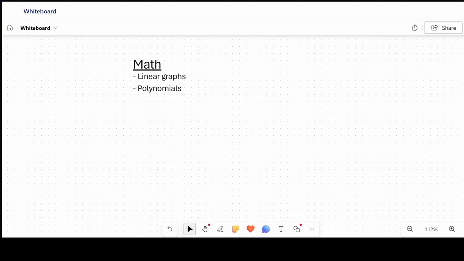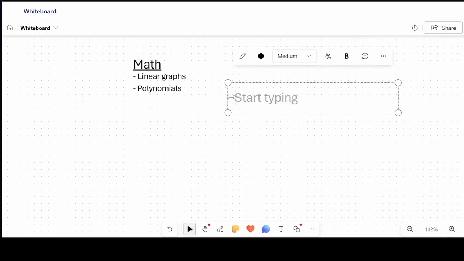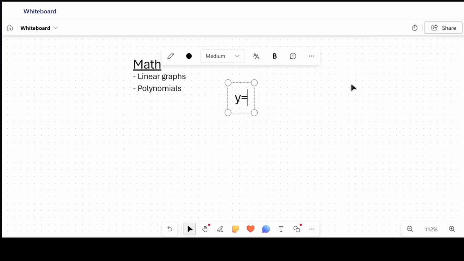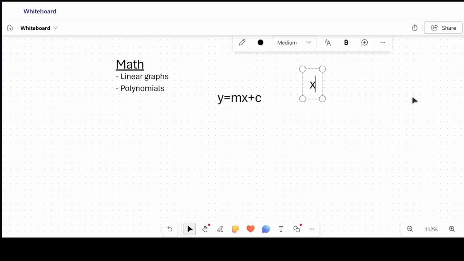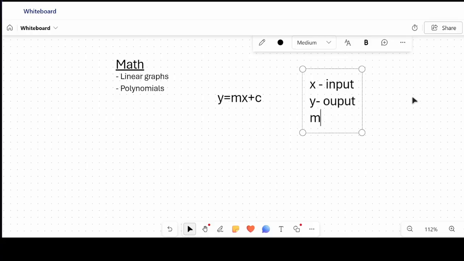The first thing you need to know about linear graphs is that they usually come in the form of y equals mx plus c. Now, x is your input, right? X is your input. Y is your output. M is your gradient, derivative.